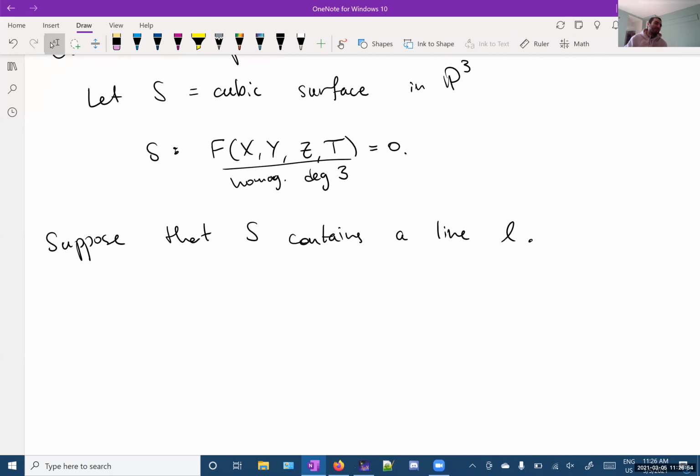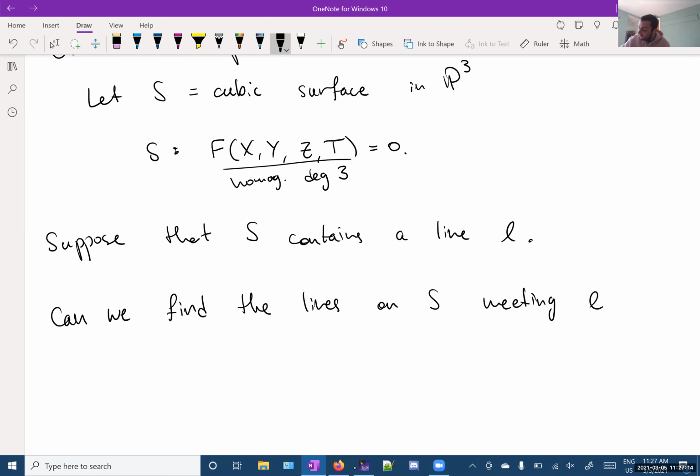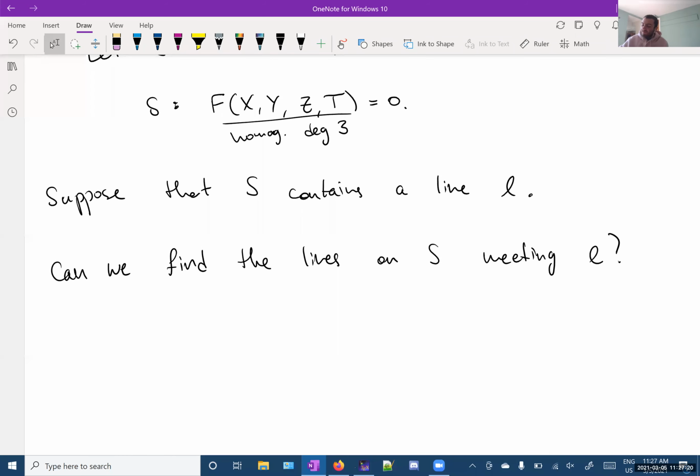Well, if I have another line on S and it has nothing to do with L, maybe L won't give me too much information. So what about the lines on S meeting L? Can we find the lines on S meeting L? This is the question. And the answer is yes, right?